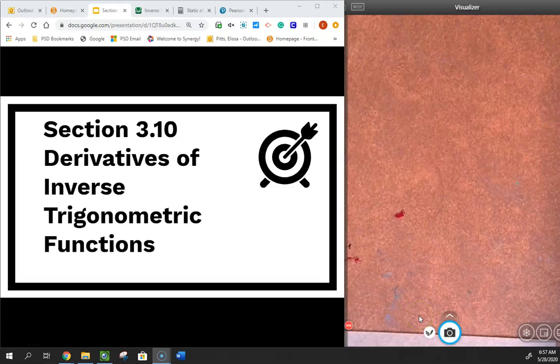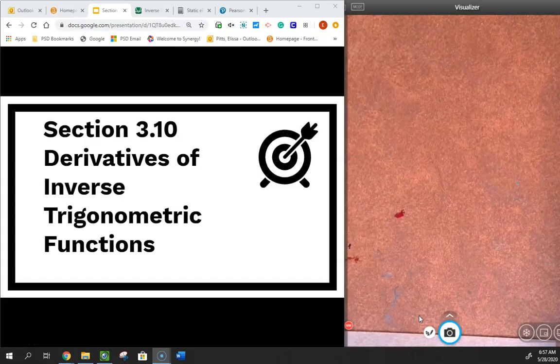Section 3.10, derivatives of inverse trigonometric functions. We want to look at inverse trigonometric functions because they tell us something different than the trig functions tell us. So a trig function, you put in an angle and you get out a number. And that number represents the ratio of the sides of a triangle. In an inverse trigonometric function, you put in a number and you get out an angle. So an inverse trig function represents an angle.